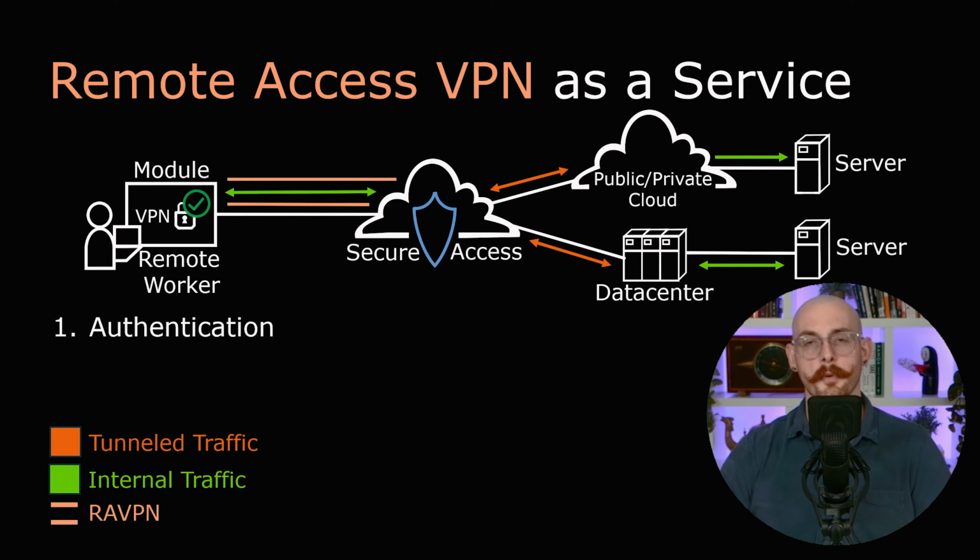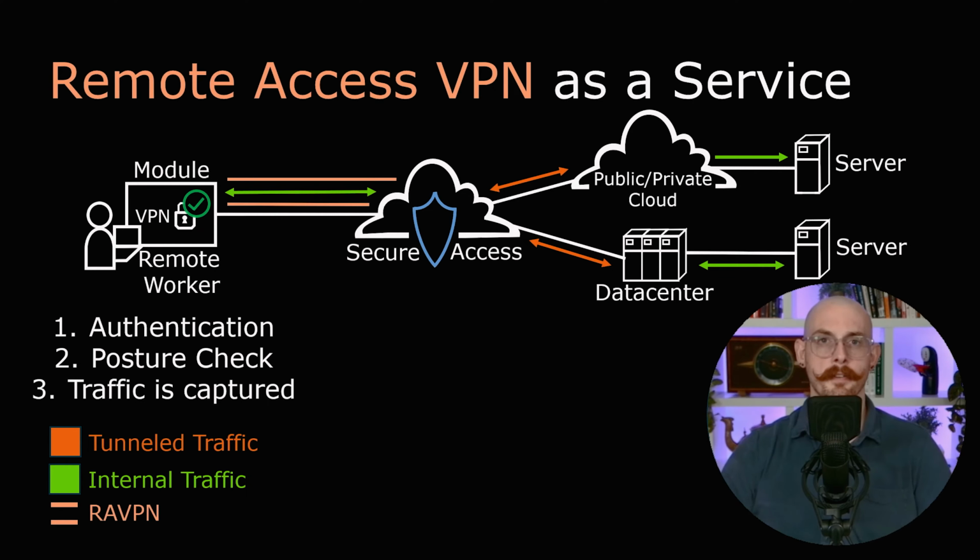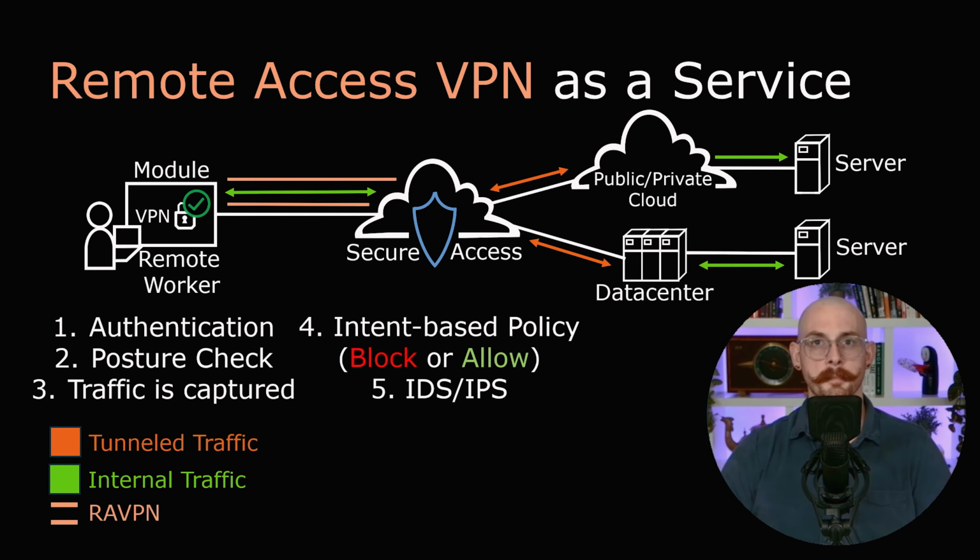Users are first prompted to authenticate, which can be done with either SAML or RADIUS, and then they would have their posture checked. Administrators can choose to tunnel all traffic or use split tunnels to include or exclude specific traffic. User traffic sent to Secure Access is still subject to the intent-based policy and IDS or IPS.